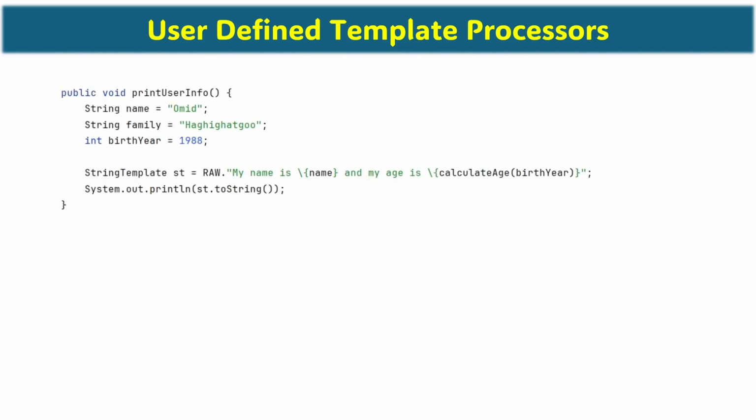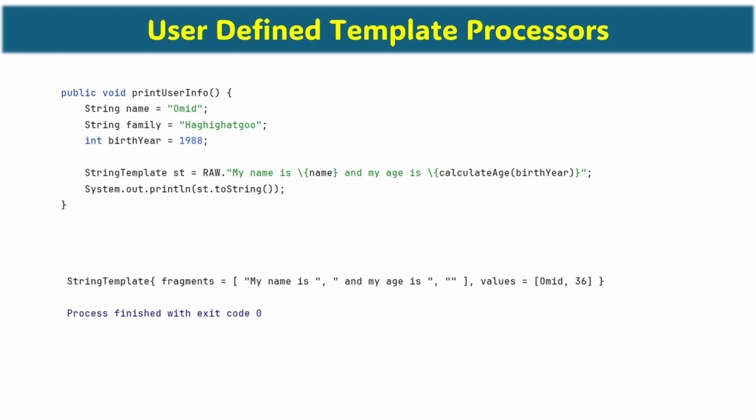Consider this example with the result. The result is, perhaps, a surprise. Where is the interpolation of omid and 36 into the text "my name is" and "my age is"? One of the goals of template expressions is to provide secure string composition. Instead, the toString method renders the two useful parts of a string template: the text fragments, "my name is" and "my age is", and the values, omid and 36.